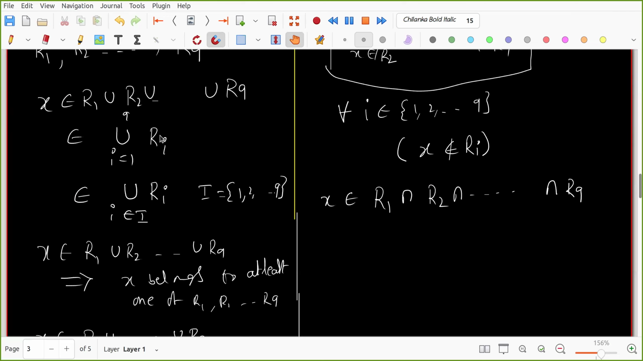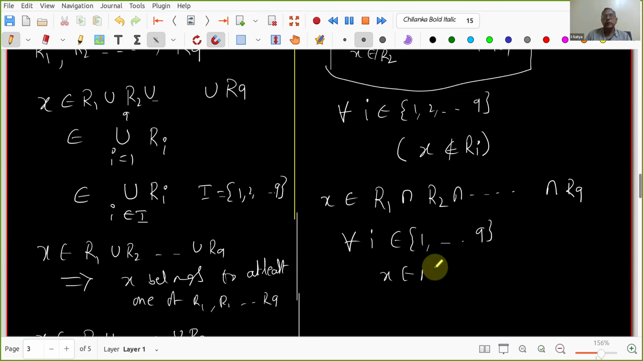Room number 2, mentor, can you call one person? Yes, Nandini. For all i belonging to 1 to 9, X belongs to Ri. Very good. Okay, I hope all of you are clear. X in the intersection means X is in R1, X is in R2, X is in R9. That means given any i from 1 to 9, X belongs to Ri.